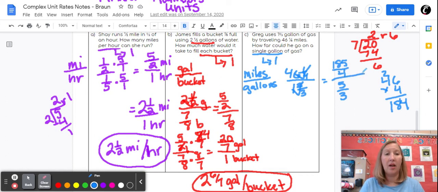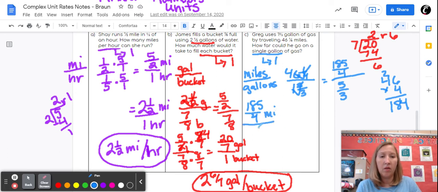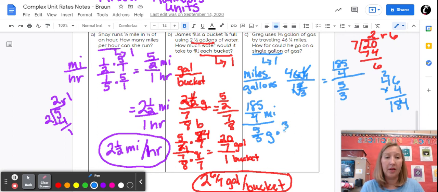And that is going to be divided by 5/3. So I'm going to rewrite that down here just so I have some more space. And these, again, are miles over gallons. So I have 185 fourths miles over 5/3 gallons. I'm just going to put a G. So again, I need to go ahead and divide, right? 185 fourths divided by 5/3. Again, remember when I'm dividing by 5/3, I do keep, change, flip. So I'm actually going to multiply by 3/5.